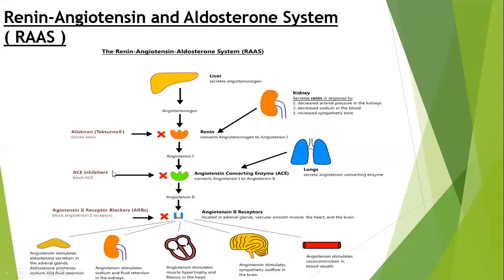In case of ACE inhibitors, examples are ramipril, enalapril, captopril. In case of angiotensin 2 receptor blockers, we can say the sartans, like telmisartan, valsartan; all the sartan group are examples of angiotensin 2 receptor blockers. So these are major functions of the kidneys and the heart. You have to understand the RAS pathway is very important for arterial pressure in the kidney, decreased sodium in the blood, increased sympathetic tone, and sodium and fluid retention. All these parts depend on the RAS system or RAS pathway.